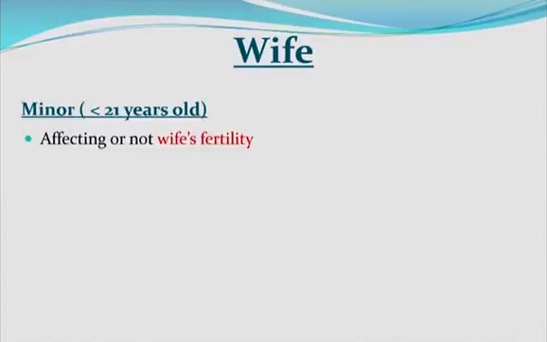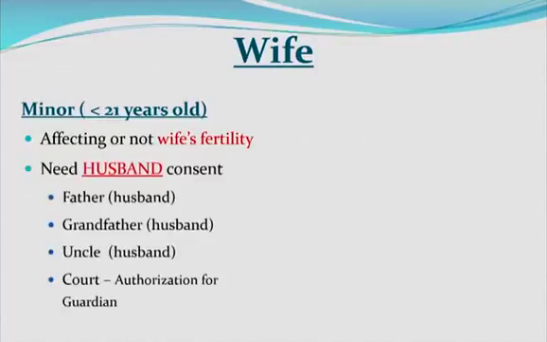What about the wife? If the wife is under 21 years old, we'll deal with her as a minor. So whatever the procedure, either it will affect her fertility or not, in this situation you need the husband to sign for her. If the husband is not available, then we'll go to the father, grandfather, or uncle of the husband, from the husband's side. If not, we need authorization from the court.